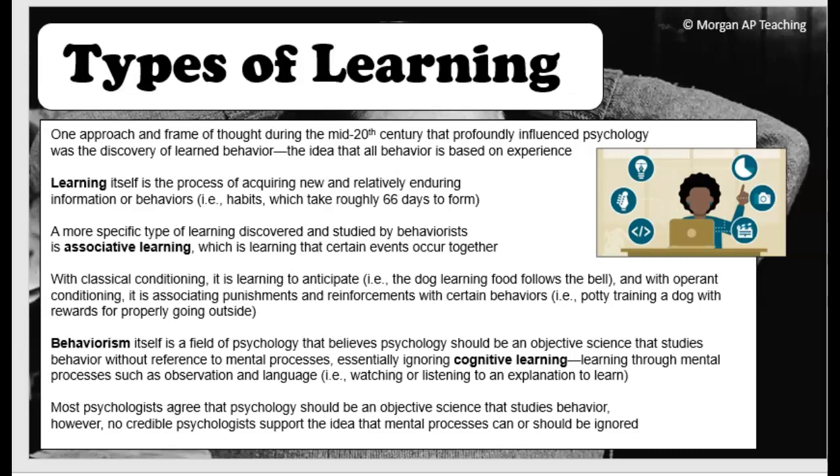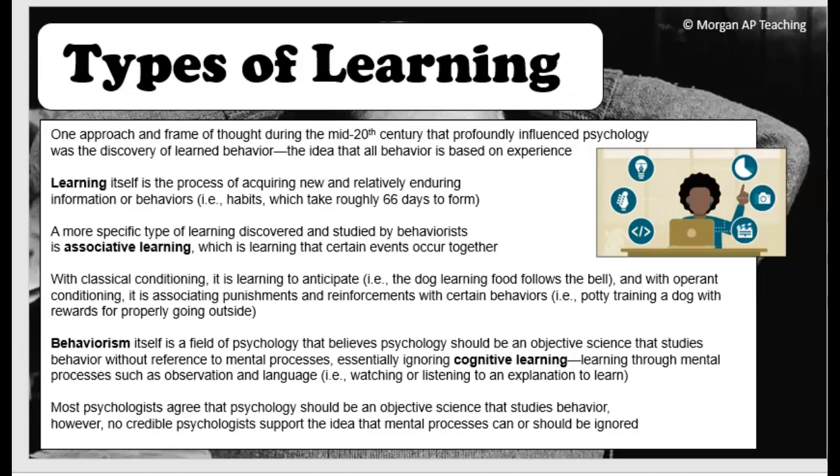So classical conditioning is learning to anticipate, and with operant conditioning, it is associating punishments and reinforcements with certain behaviors. So that's the definition. I'm not going to go over that now because the next several slides are going to go super deep into what that means. But those are the definitions that you may want to store or write down in case you need to learn them for the exam, because we're going to talk about cheating. You probably already heard about it in the weekly video.